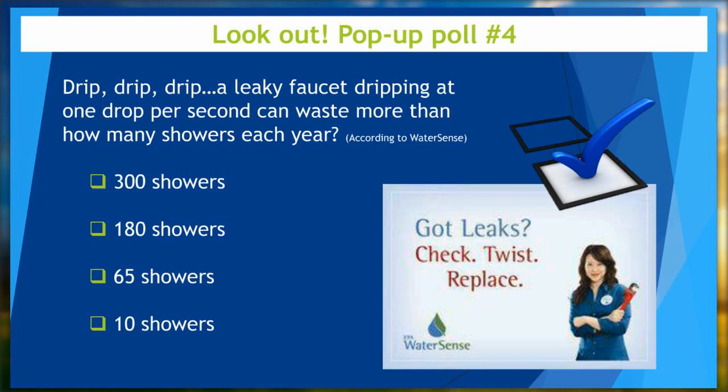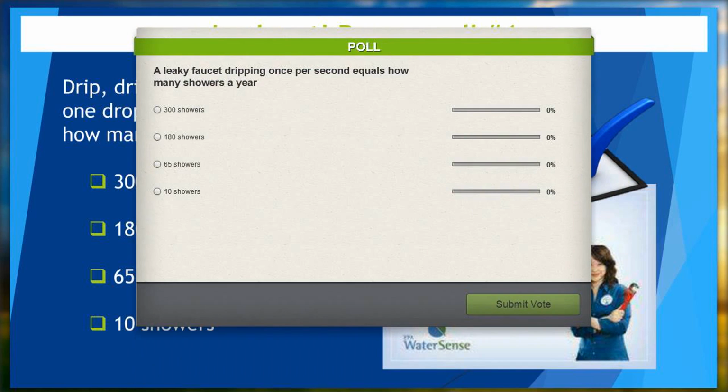A faucet is dripping once per second. How many showers does that equal over the course of a year? So over the course of a year, if a faucet drips once per second, how much water equivalency to a shower is that going to equal? Our answers are 300 showers, 180 showers, 65 showers, or 10 showers.